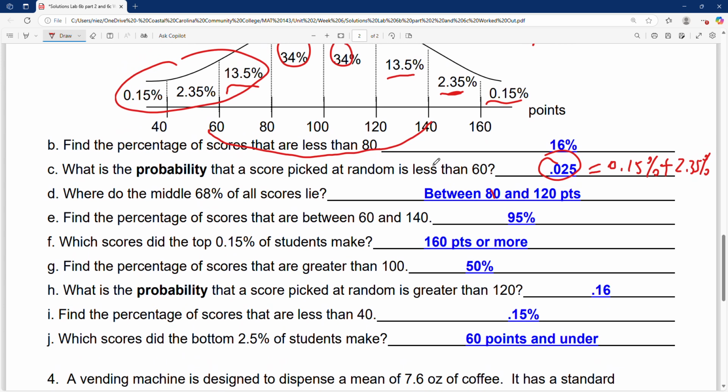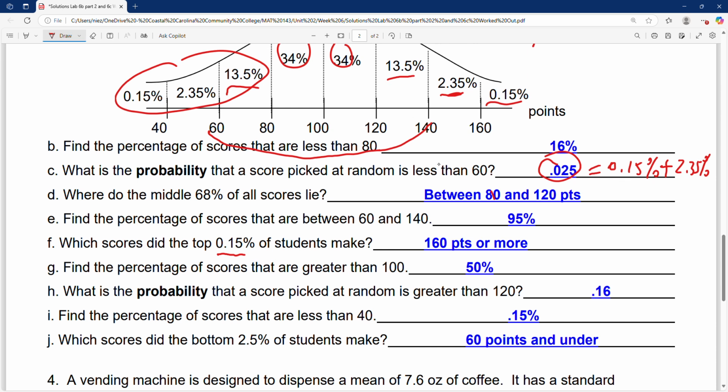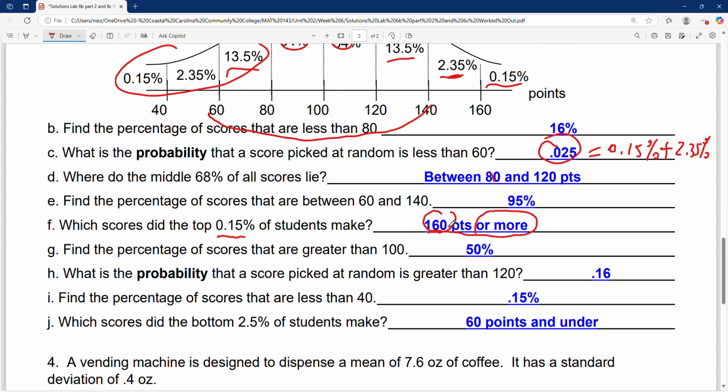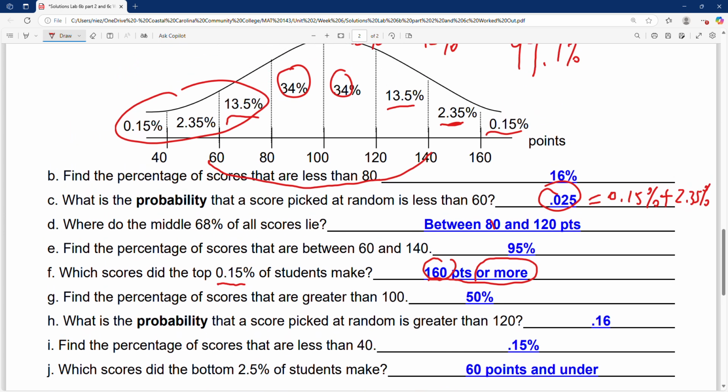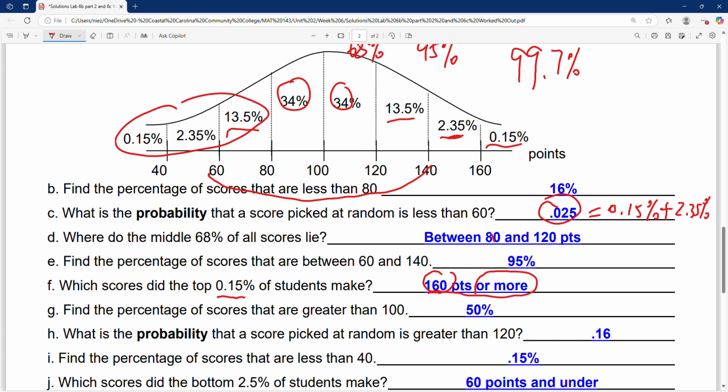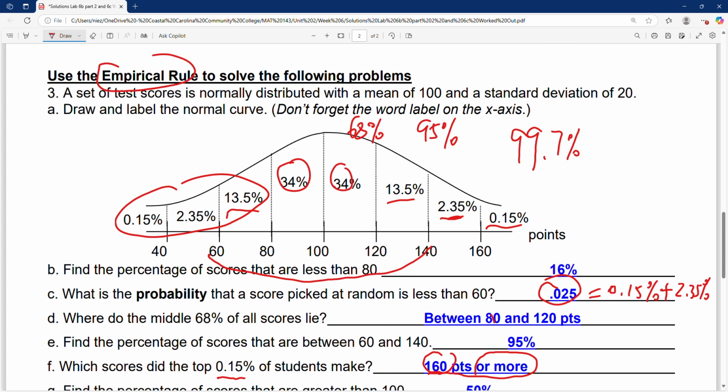The top 0.15% make 160 points or more. You should use "or more," not just 160 points. Greater than 100 is 50%, since 100 is the median and also the mean.